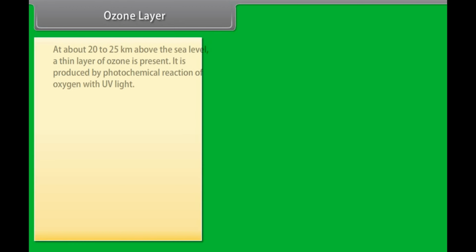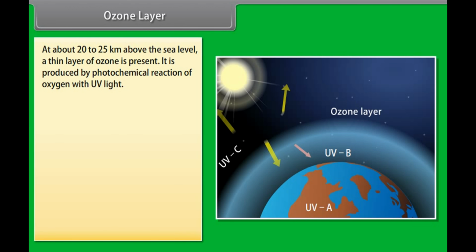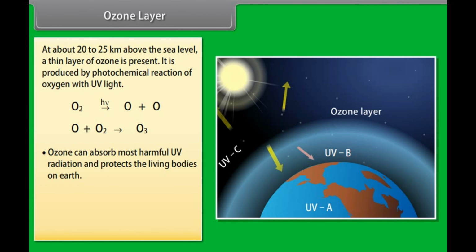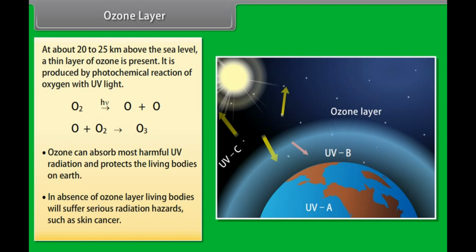Ozone layer. At about 20 to 25 km above sea level, a thin layer of ozone is present. It is produced by photochemical reaction of oxygen with UV light. Ozone can absorb most harmful UV radiation and protects living bodies on Earth. In absence of the ozone layer, living bodies will suffer serious radiation hazards such as skin cancer.